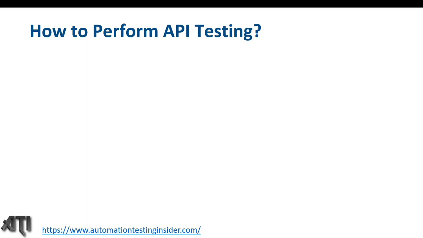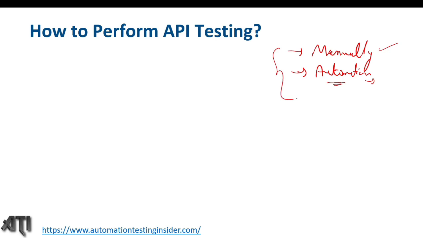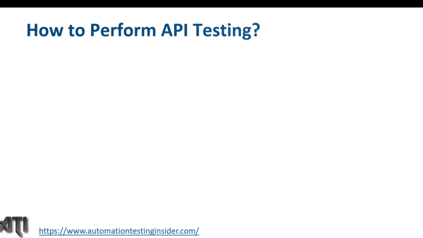How to perform API testing? There are two ways we can perform API testing. One is the manual way, and the second one is through automation. We'll talk about the Postman tool, where we can perform our API testing manually, and there are some automation tools like Rest Assured, Ready API, or SoapUI. These are the automation tools using which we can perform API testing. So these are the two ways we can perform API testing.